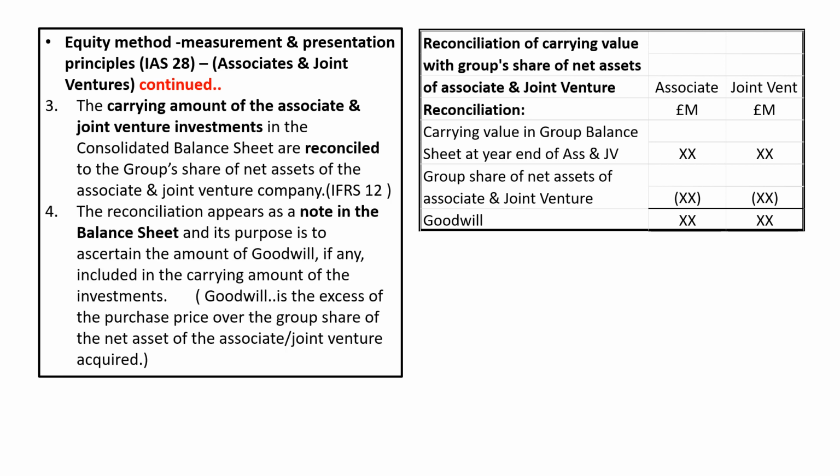The reconciliation appears as a note in the balance sheet, and its purpose is to ascertain the amount of goodwill, if any, included in the carrying amount of the investments. Goodwill, you will recall, is the excess of the purchase price over the group share of the net assets of the associates and joint ventures acquired.